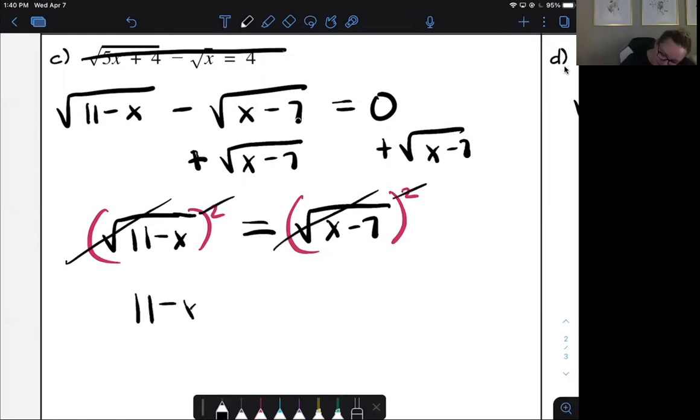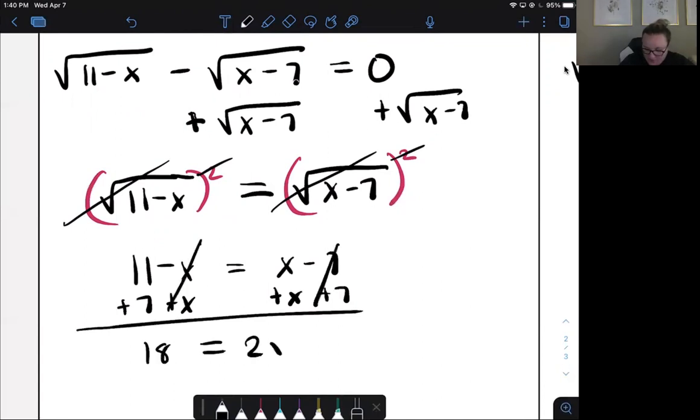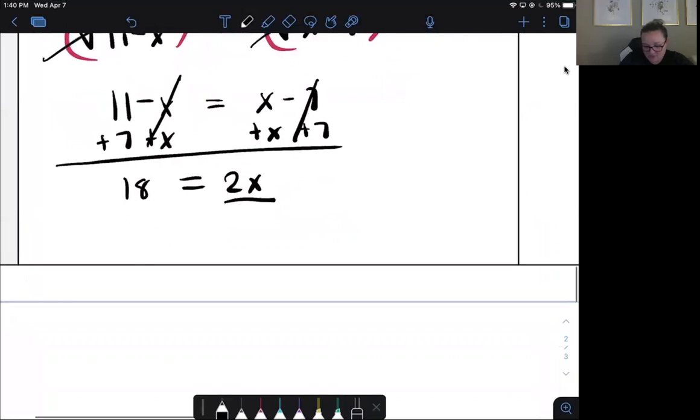So 11 minus x is equal to x minus 7. Let's add x to both sides and add 7 to both sides. We're going to get 18 is equal to 2x. Divide both sides by 2, and we get x is equal to 9.